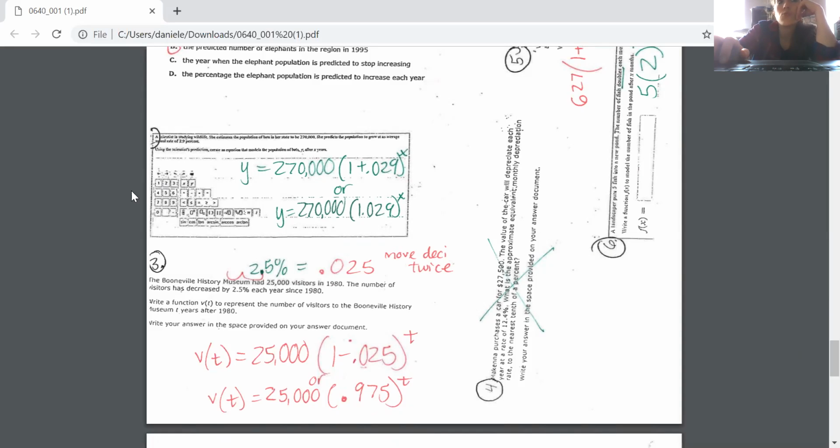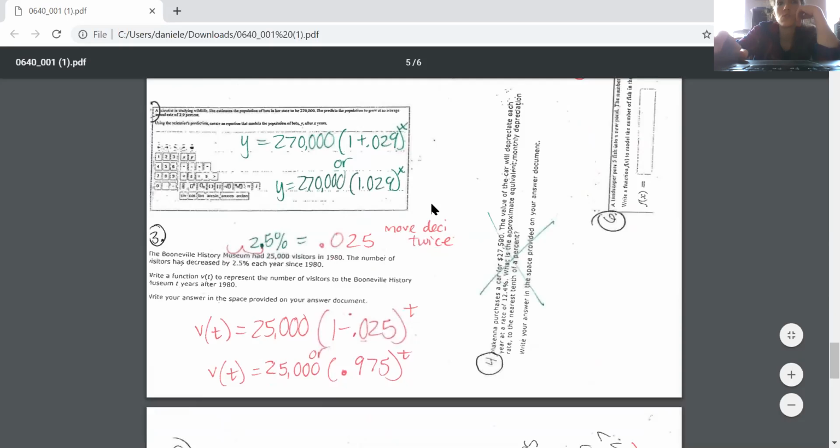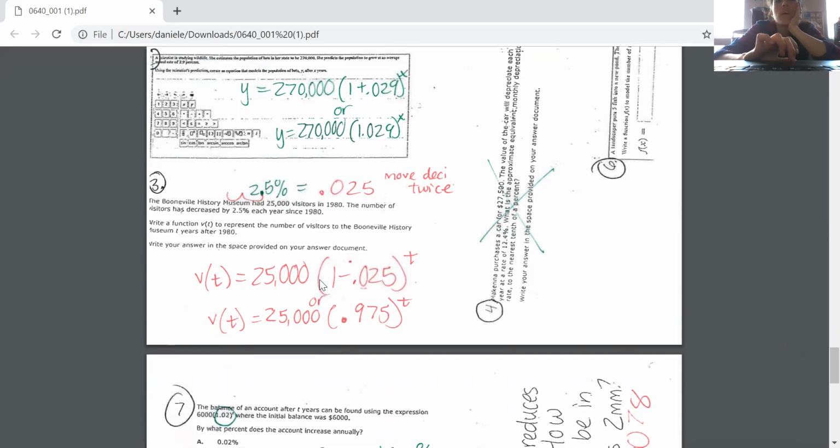Number 2, I know it's hard to read, but it's basically saying you have 270,000 bacteria. The population is growing at a rate of 2.9% per year. So you have 270,000, 1 plus since it's growing. Remember, to write 2.9%, you move the decimal twice and get 0.029. You also could just go ahead and add those together, and don't forget to put X or T for your exponent.